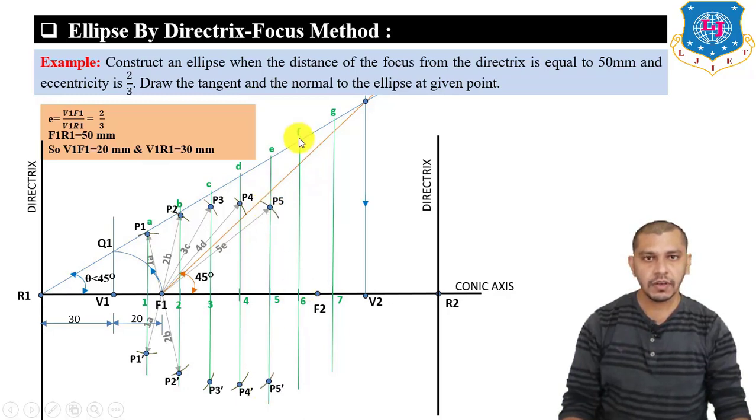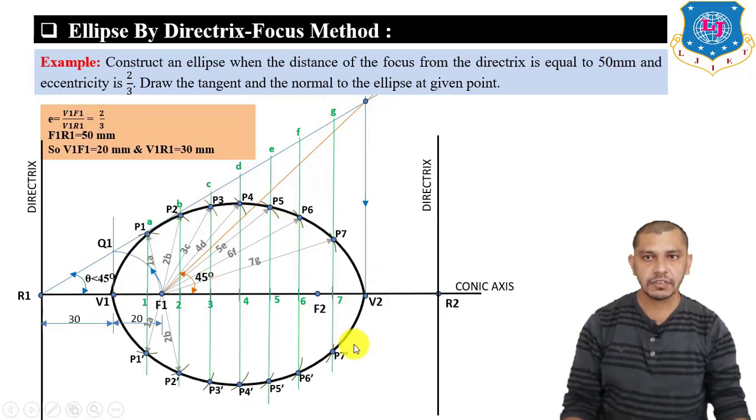6 to F arc length, from F1 as the center, give an arc. You will get P6, P6 dash. 7 to G arc length, and from F1 as the center, give an arc. You will get P7, P7 dash, and the last one will be our V2 point. Now connect these points with a freehand curve. You will get an ellipse with the directrix and focus method.